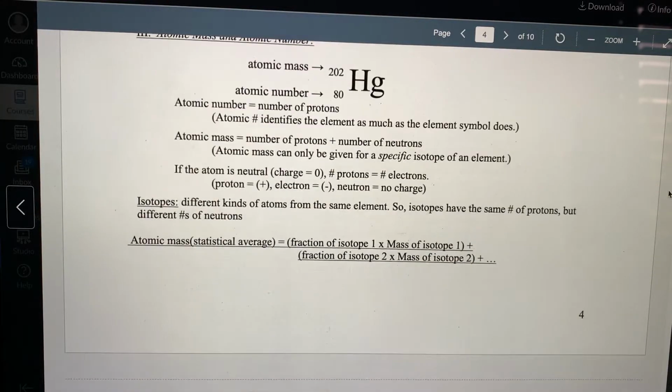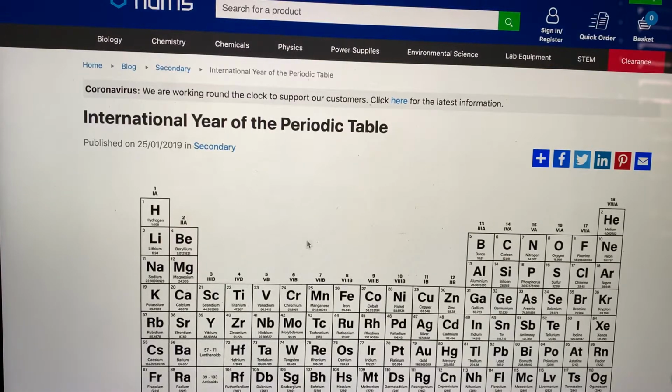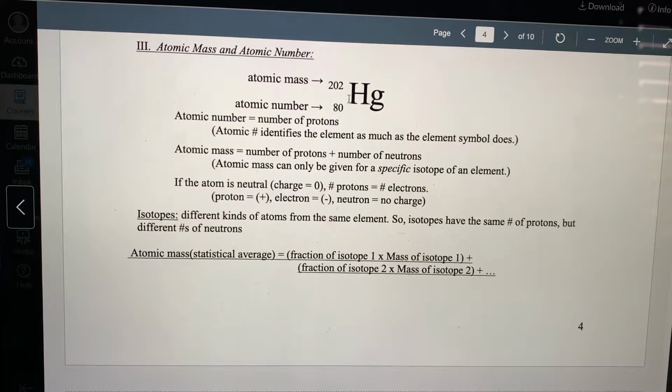Then later we got the modern atomic theory. If you look at any periodic table, you will see two numbers. Here is an example, and I've put in mercury. On the regular periodic table, the atomic mass is usually on the bottom, but here I put it on the top, which is the old-fashioned way. Anyway, the bigger number is the atomic mass, the smaller one is the atomic number. Atomic number is the same as the number of protons. Atomic mass is the number of protons plus the number of neutrons.